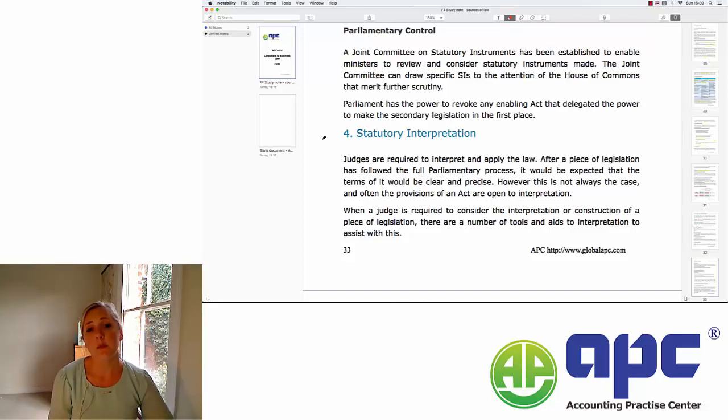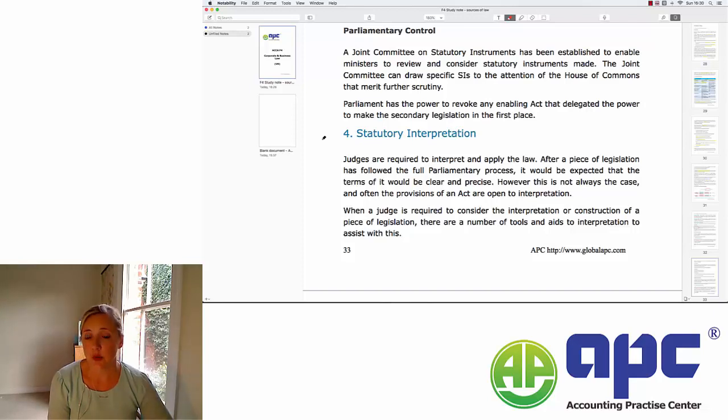And actually, in terms of having some control, Parliament can basically take the power away at any time that it wants to. It can revoke the act that gave the power in the first place, this enabling act, and take that power away. And that basically gives quite a lot of control back to Parliament if they are unhappy with how things are progressing.